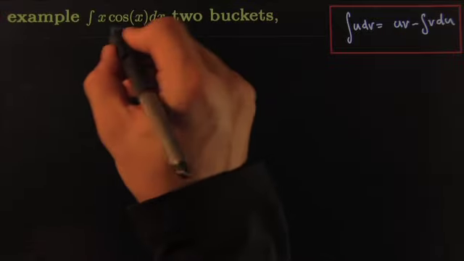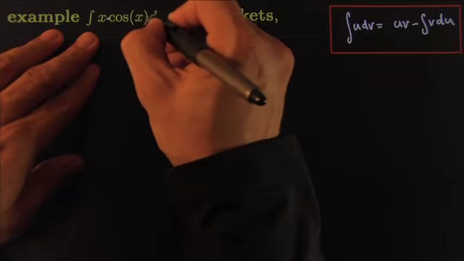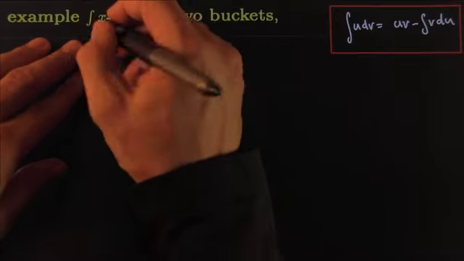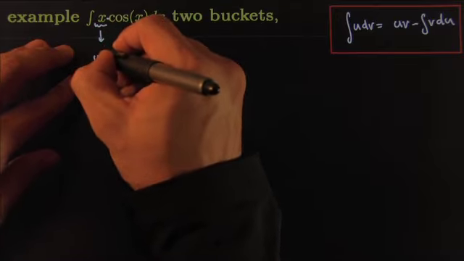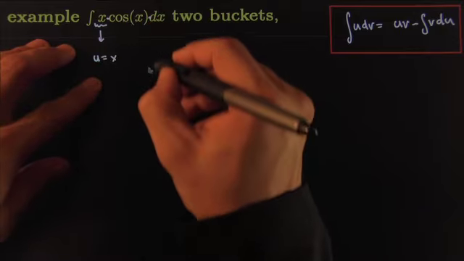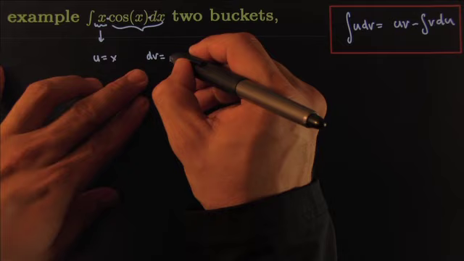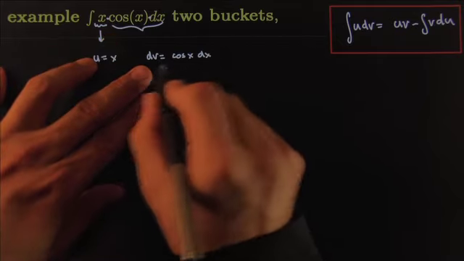You've got three items here. You've got the x, you've got the cosine x, and you've got the dx. Some of them have to be u and the rest of them have to be dv. I'm going to call the x here u. I'm going to say u is equal to x. That means I have no choice, the rest of it has to be dv. So the cosine x and dx has to be dv.